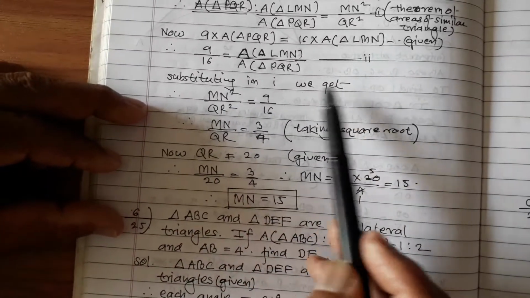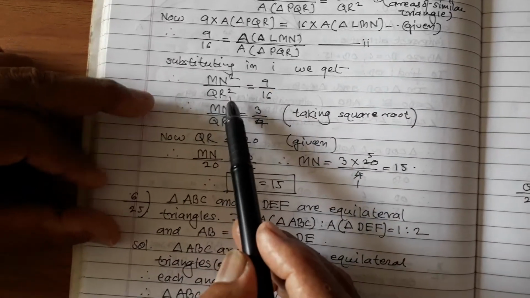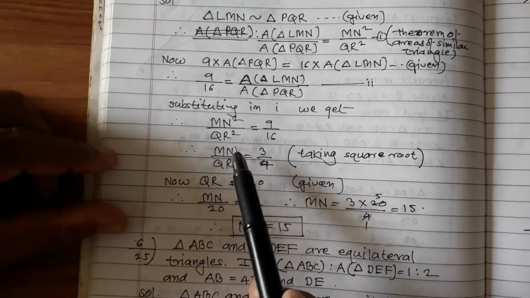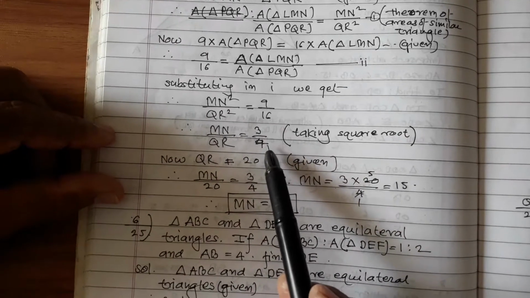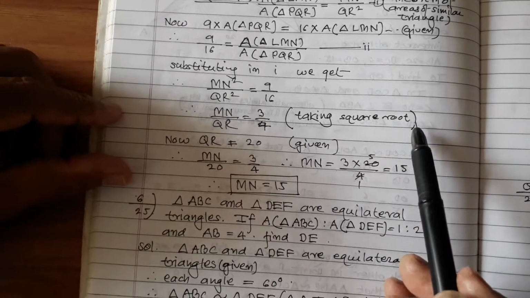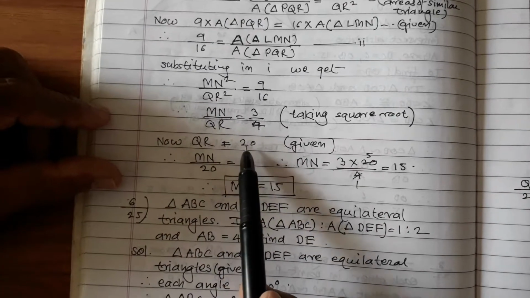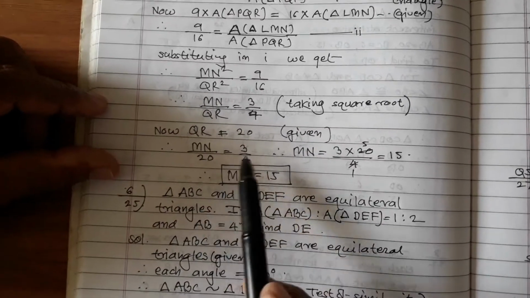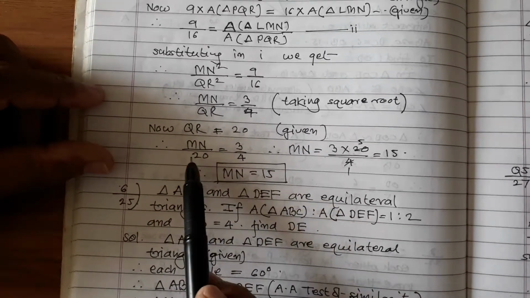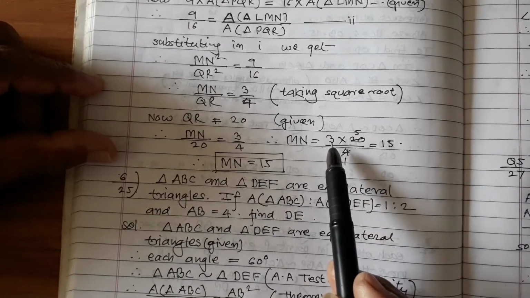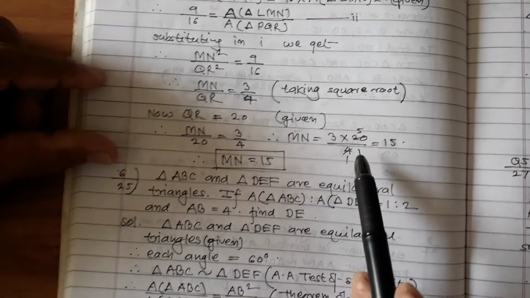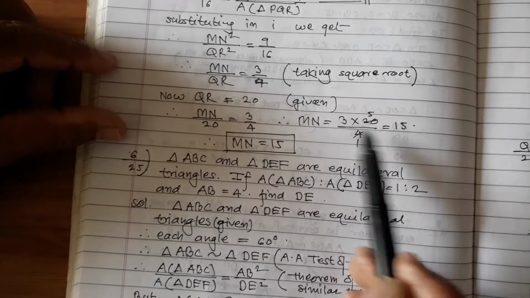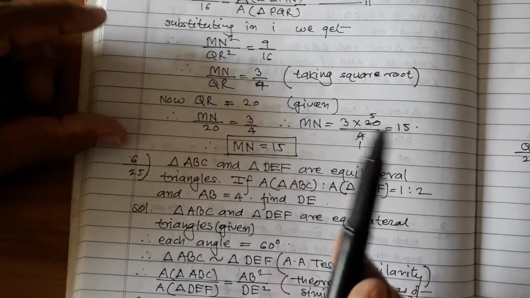Substituting in 1, we get MN square upon QR square is equal to 9 upon 16, and therefore, taking square root, MN upon QR is equal to 3 upon 4. Now QR is equal to 20, given. Substitute the value here: MN upon 20 is equal to 3 upon 4, and therefore MN is equal to 3 into 20 upon 4. Here, give division: 4 fives are 20, and 3 into 5 is 15. MN is equal to 15.